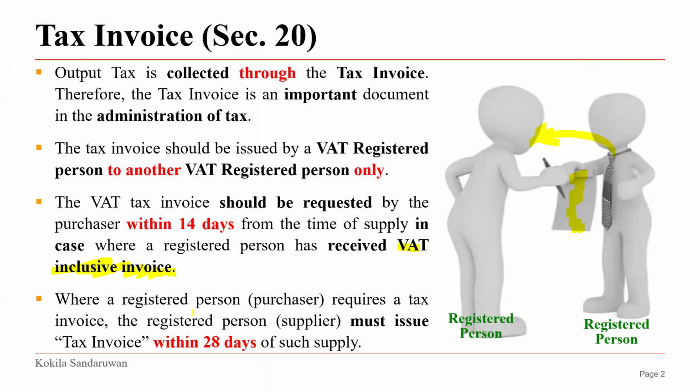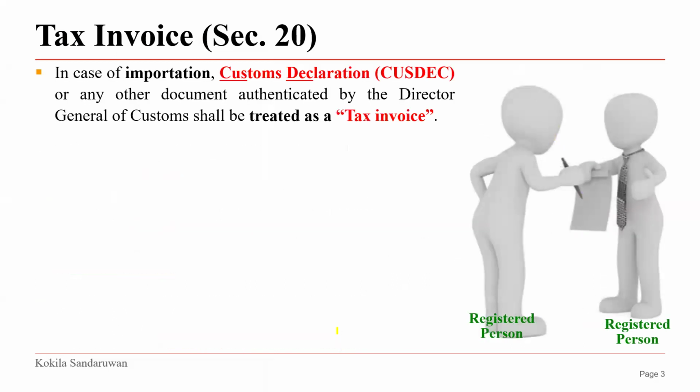And normally, as per the law, it says you must issue a tax invoice within 28 days of the supply. Within 28 days you need to receive the tax invoice. It's a must, right? As per the law, right?